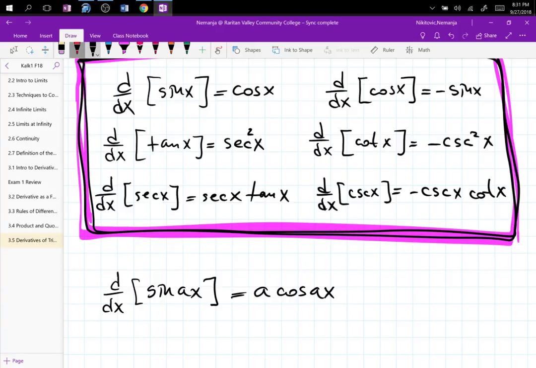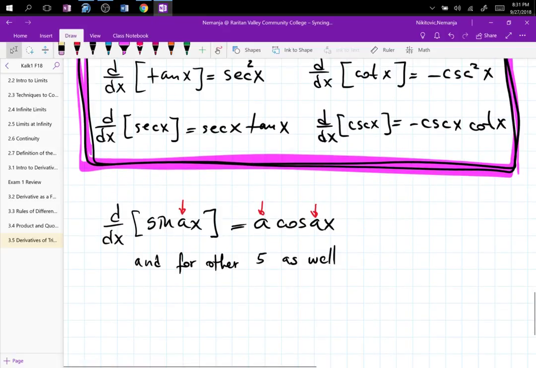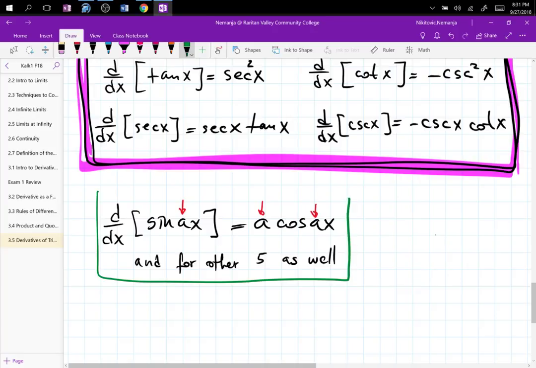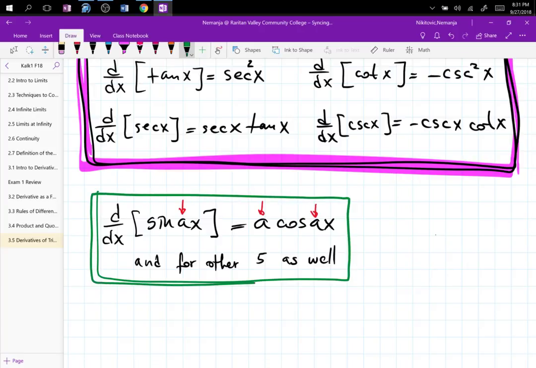And I'm just going to use the red to point into the new stuff and talk less. And for the other five as well. There you go. This is how lazy I actually am. We'll put the green on top over here. That's, look at that. Beautiful.